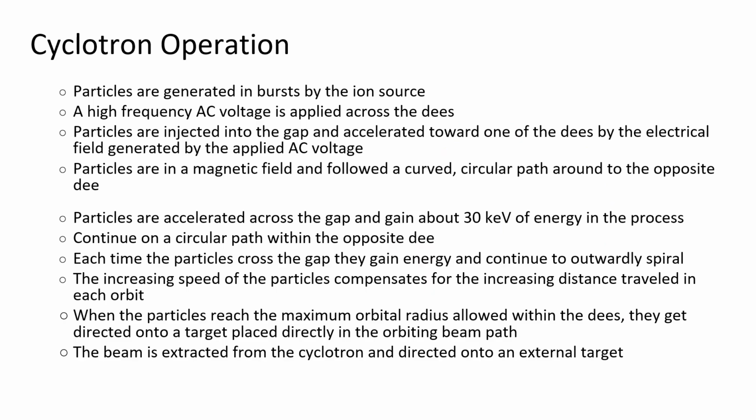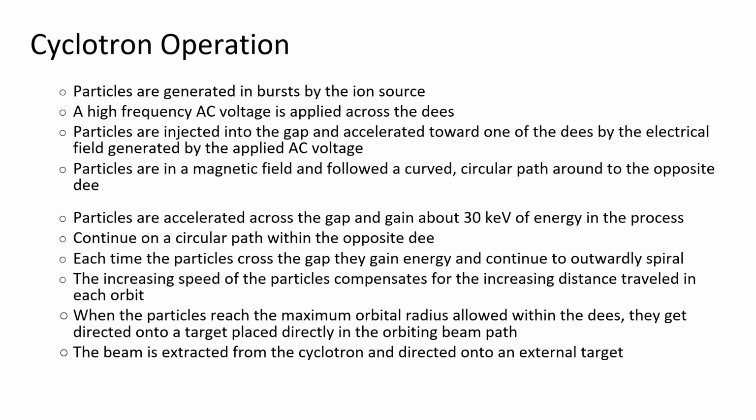So particles are generated in bursts by the ion source. A high frequency AC voltage is applied across the Ds. The particles are injected into the gap, and that's where the ion source is. And then, like I said on the last slide, they're accelerated towards one of the Ds by the electrical field. Particles are in a magnetic field and follow a curved circular path around the opposite D, and the particles are accelerated across the gap. So every time they go over that gap in the middle, they gain about 30 keV of energy in doing so.